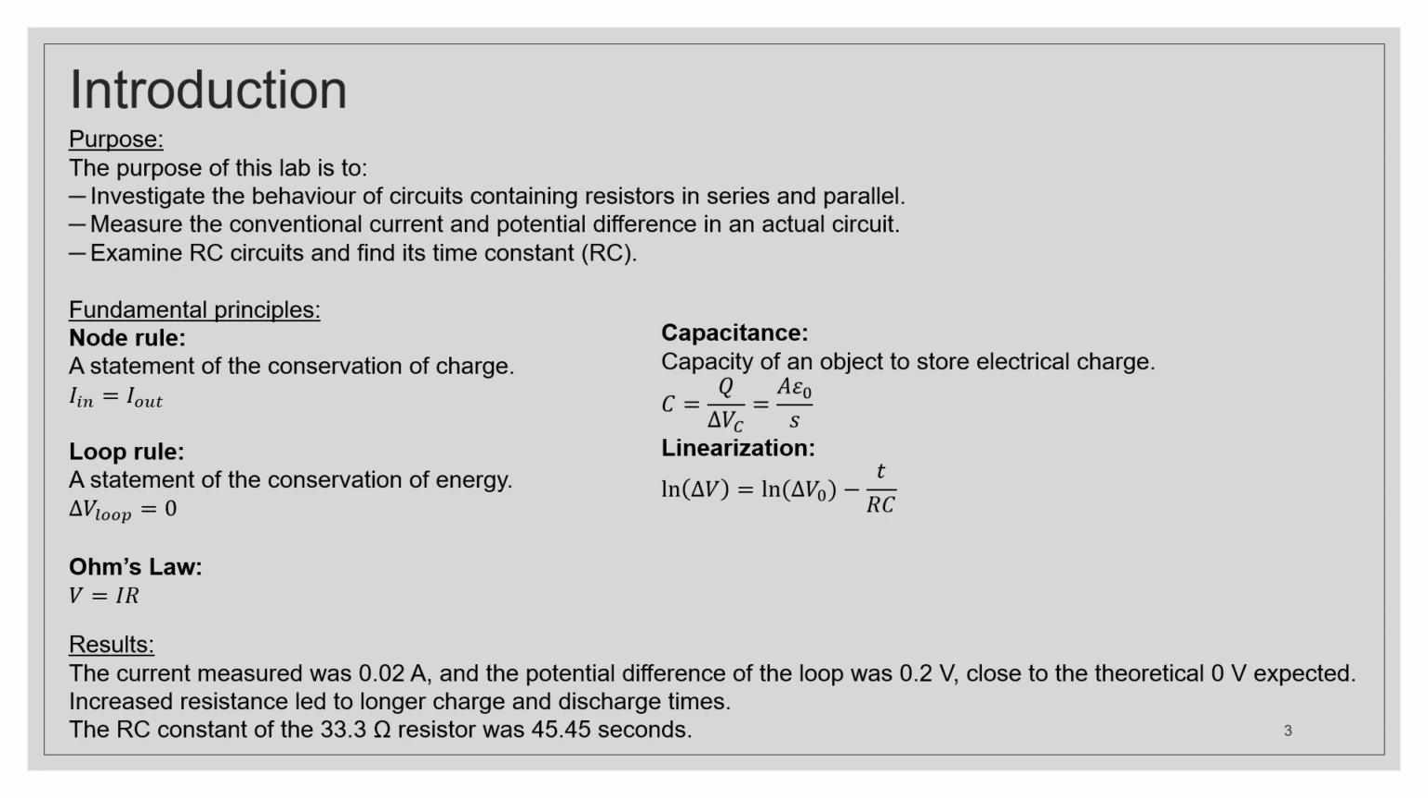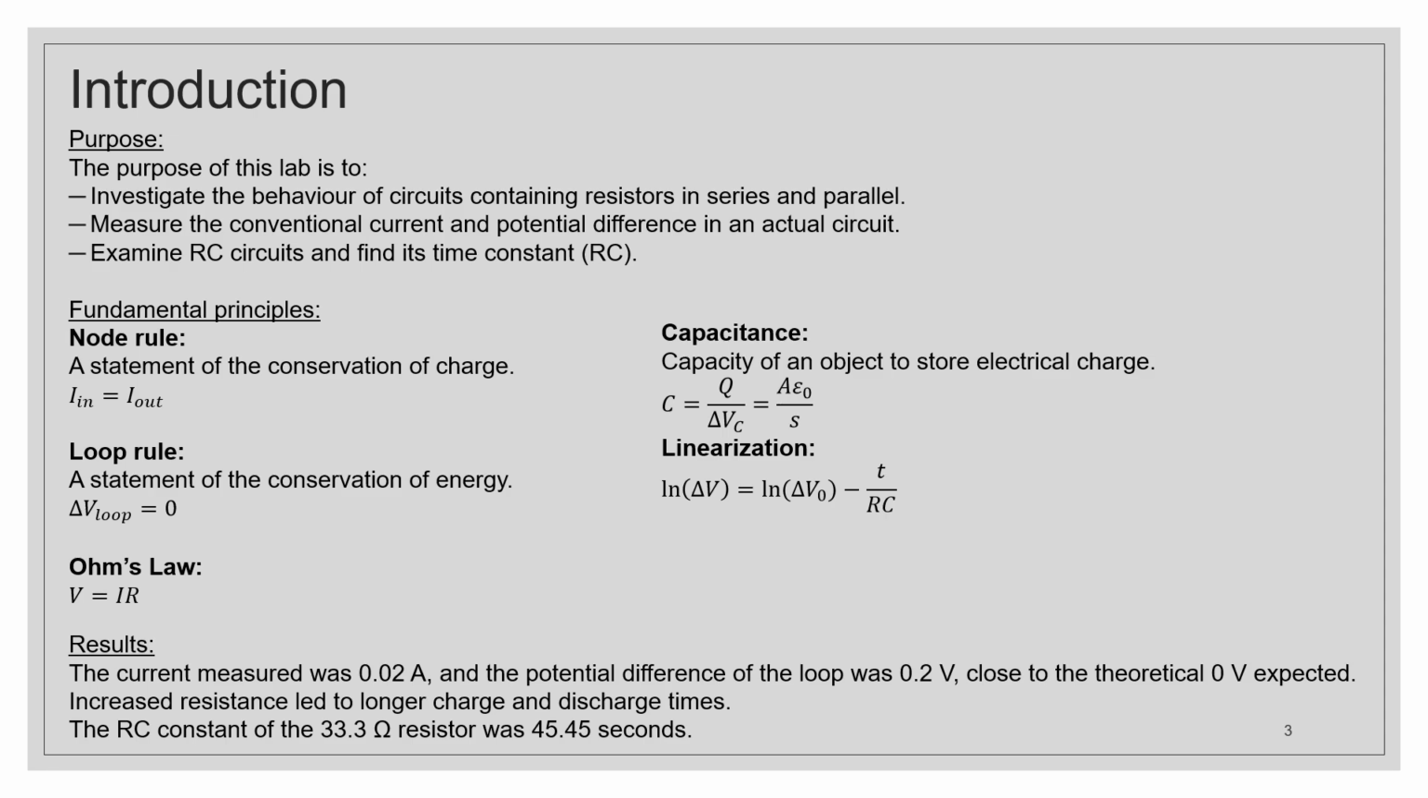The fundamental principles of this lab include the node and loop rule, which are statements of the conservation of charge and energy respectively. The node rule states that current in must equal current out, and the loop rule states that the potential difference of a round trip must equal 0.